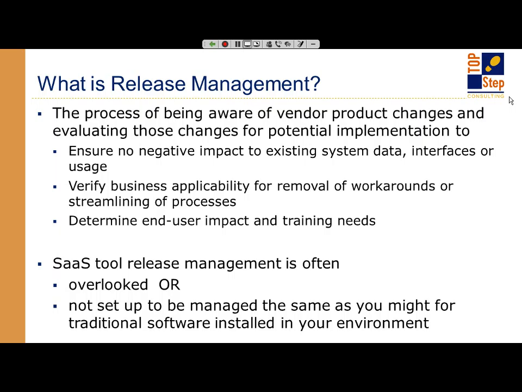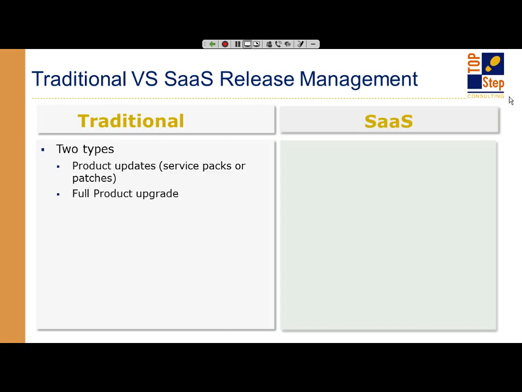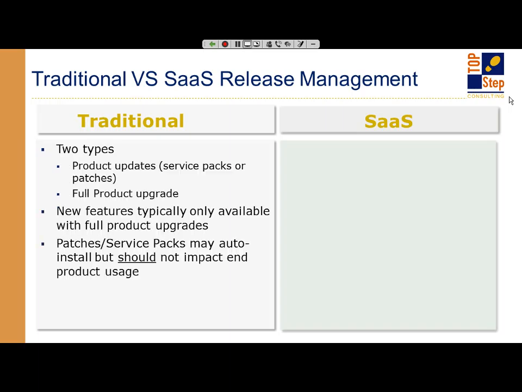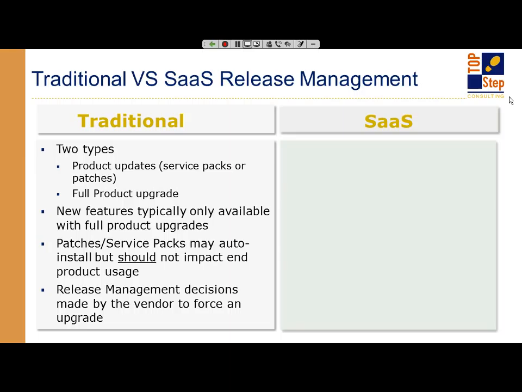So if you compare them side by side, I always look at traditional as really 2 types of traditional release management. You've got your product updates, those service packs for Windows, if you're on Windows, or full product upgrades like the QuickBooks example I just gave. The new features are typically only available in those upgrades, so you can't just say, I need to download a new way to do invoice layouts in QuickBooks. You can't really download a single feature. You'd have to download or upgrade the whole product.